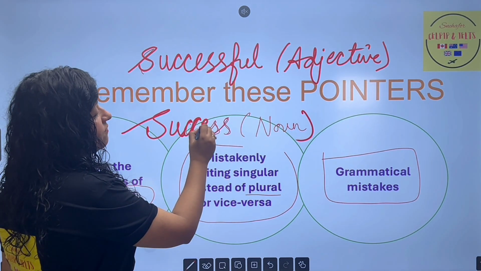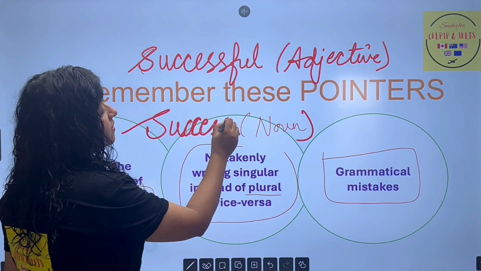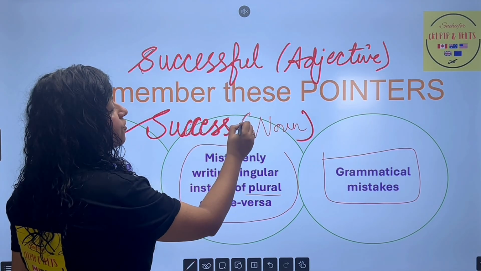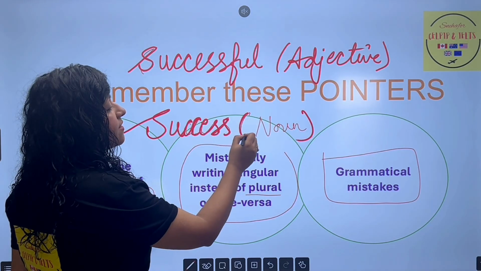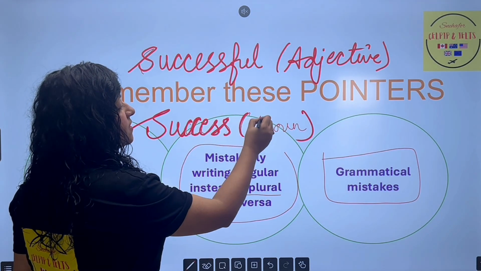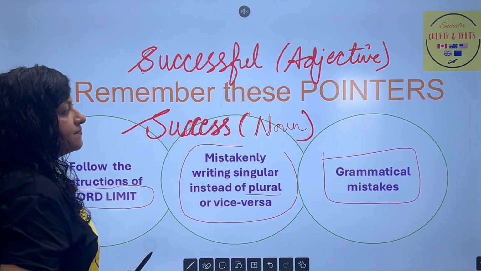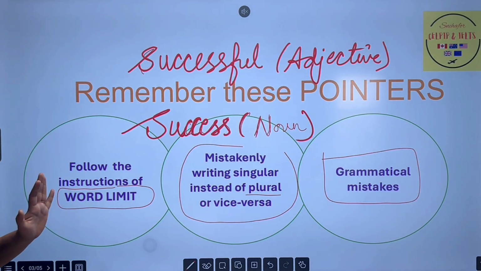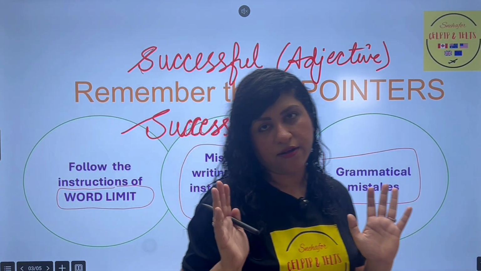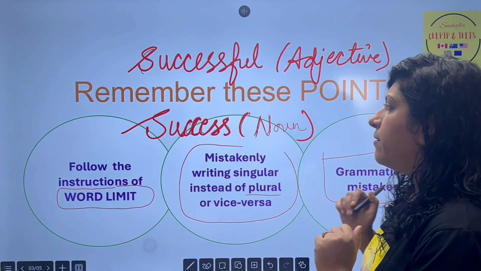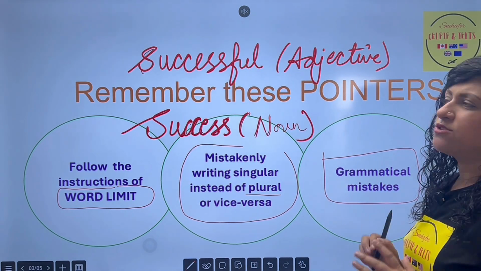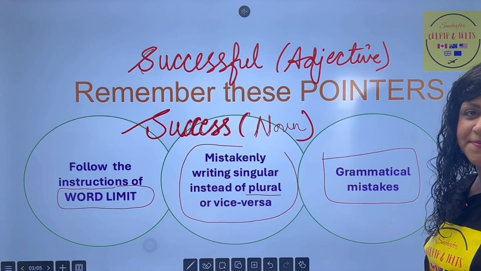So you have to be again very cautious about the grammatical mistakes. Please do not make any mistakes related to the correct part of speech in your answer. Alright, so these are the three things that you have to be very cautious about when you're writing your answers in sentence completion types of questions.